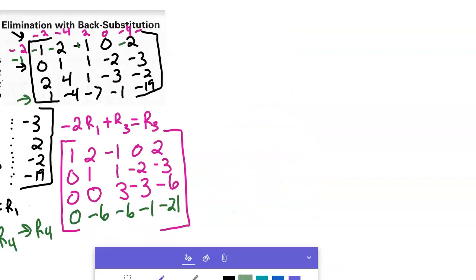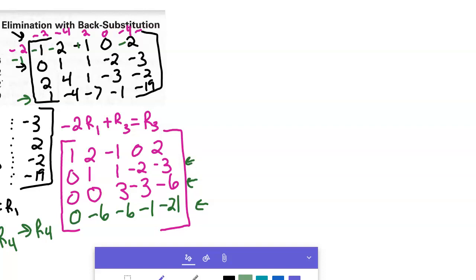All right, I've got a couple things. This one's pretty much done. Row 3, we'd have to divide everything by 3, and we'd have our 1 in that diagonal that we need. And here we've got to eliminate that -6. So I'm going to use the row right above to do that.